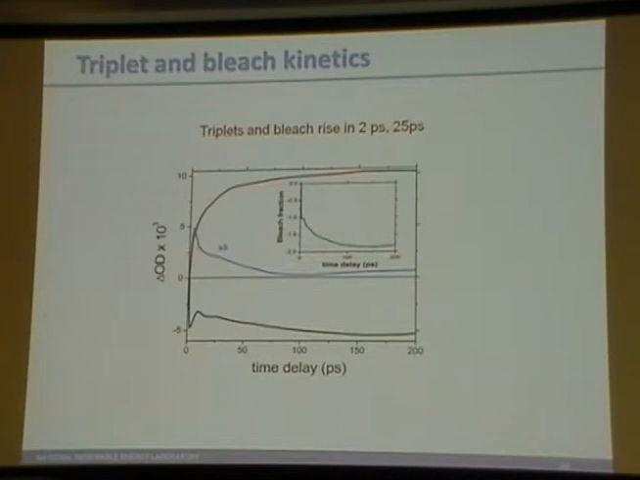So this is the kinetics of that T1 to Tn, and it's rising on a 2 and a 25 picosecond time scale. So that's fast, but that's not ultra fast, we would say. And if you examine the bleach, so this is the raw bleach signal. It has some little wiggles here at early time, but if you correct for some of those wiggles, here's what it looks like. So it rises fast when you first excite the crystal with photons and create singlet excited states. And then it continues to increase on the same time scale that the triplets increase.